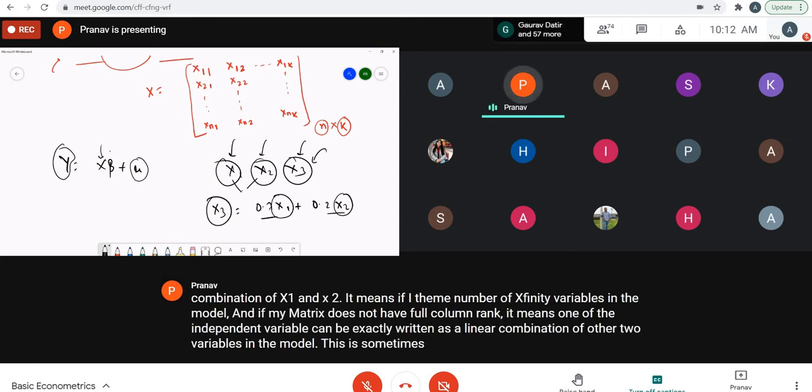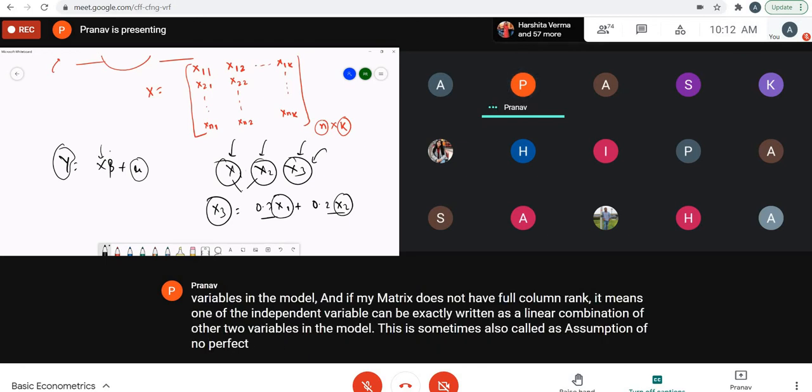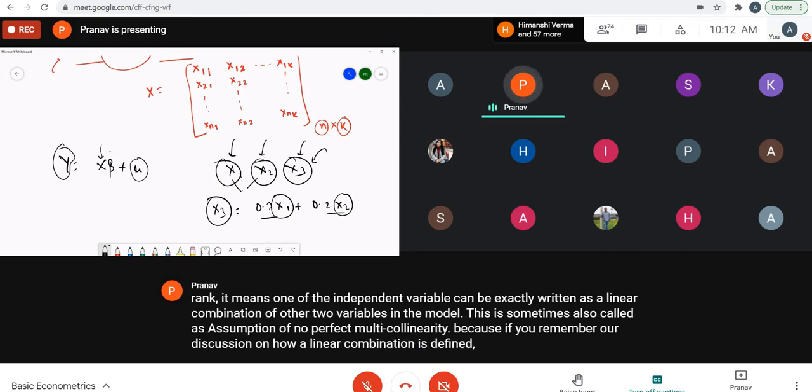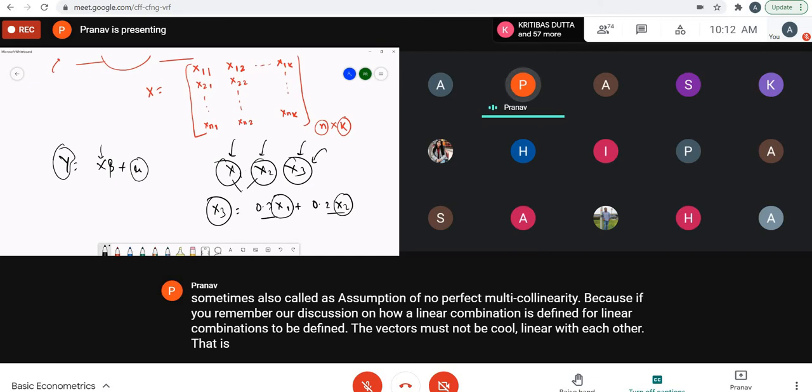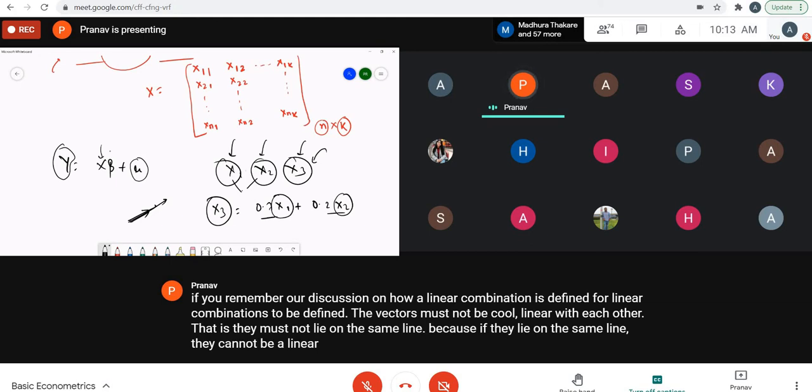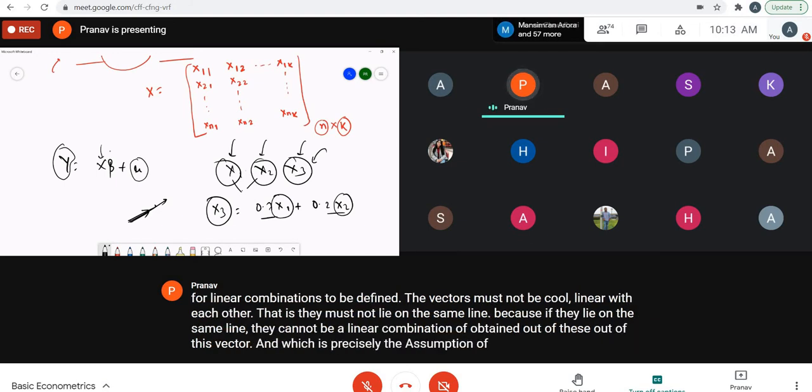This is sometimes also called the assumption of no perfect multicollinearity. Because if you remember our discussion on how a linear combination is defined, for a linear combination to be defined, the vectors must not be collinear with each other. That is, they must not lie on the same line. Because if they lie on the same line, there cannot be a linear combination obtained out of these vectors, and which is precisely what the assumption of full column rank is.